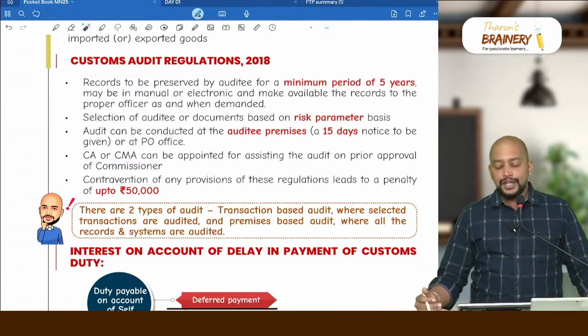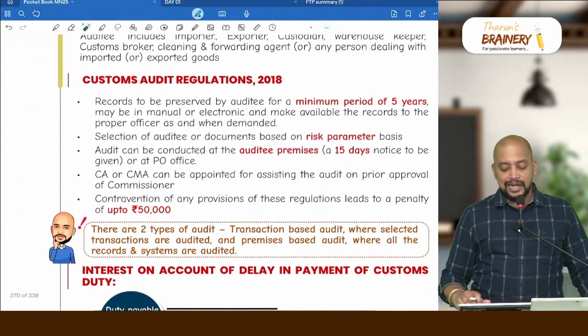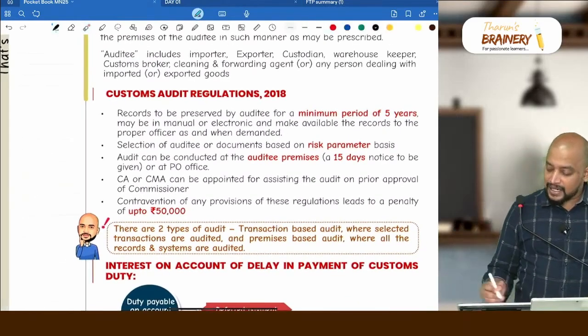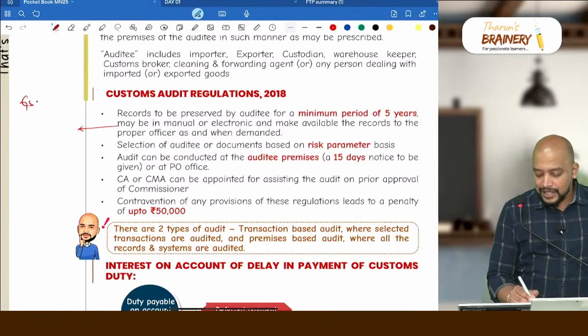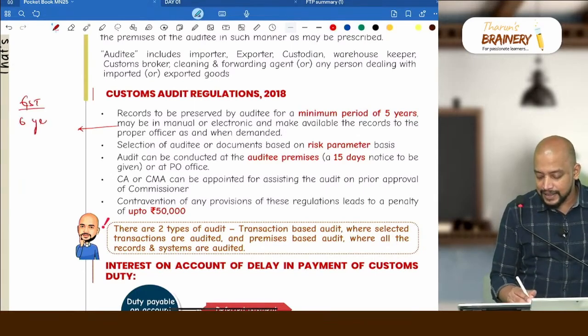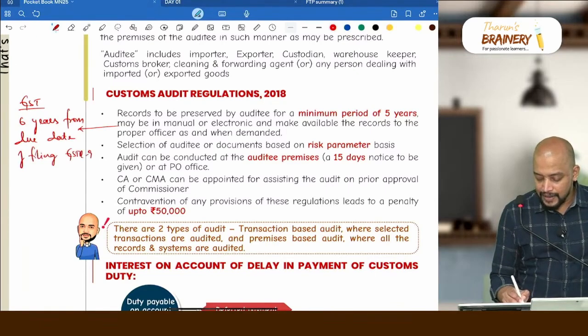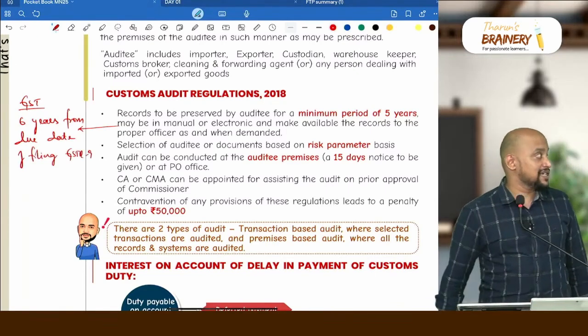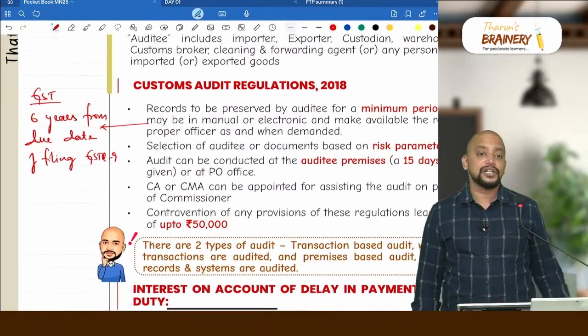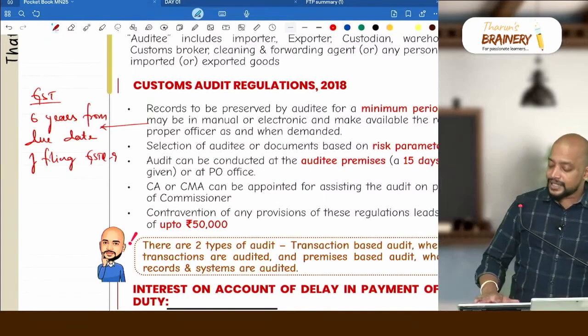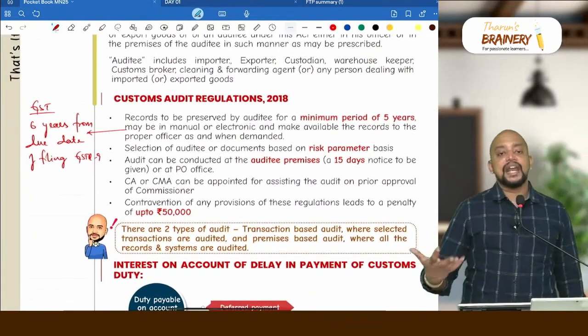What is the period for which we need to preserve the accounts and records? In GST, what is the period? 6 years. 6 years from the due date of filing the annual return. You write it down there: in GST, 6 years from the due date of filing GSTR 9. That is the time limit for which we need to maintain the accounts and records for a particular financial year in GST. But in customs, it is not 6 years, it is for a period of 5 years from the end of the financial year.